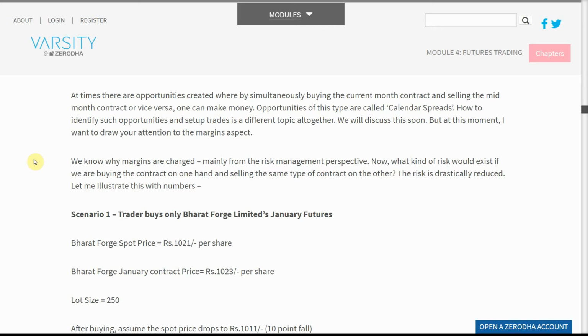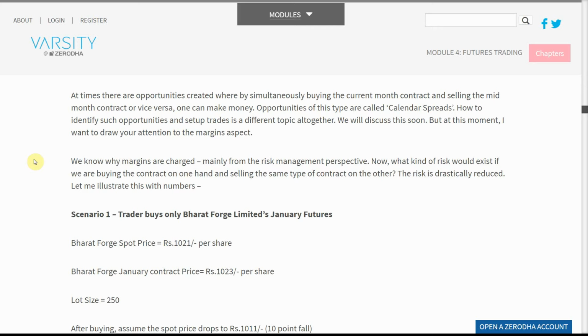How to identify such opportunities and set up trades is a different topic altogether. We will discuss this soon. But at this moment, I want to draw your attention to the margins aspect. We know why margins are charged, mainly from the risk management perspective. Now, what kind of risk would exist if we are buying the contract on one hand and selling the same type of contract on the other? The risk is drastically reduced. Let me illustrate this with numbers.